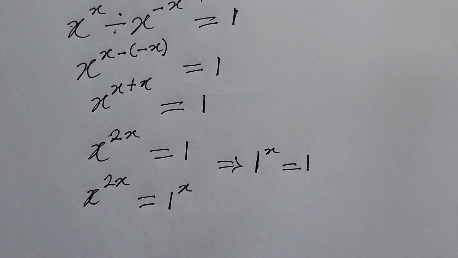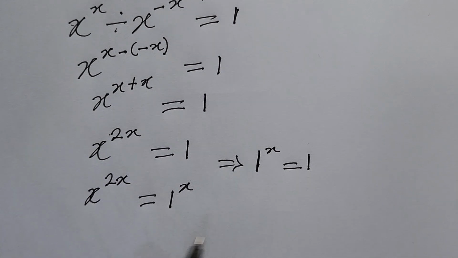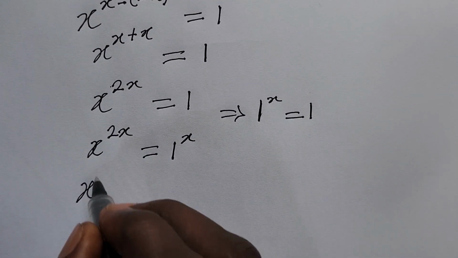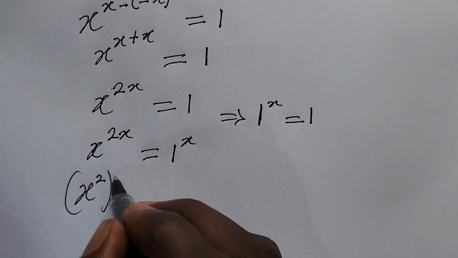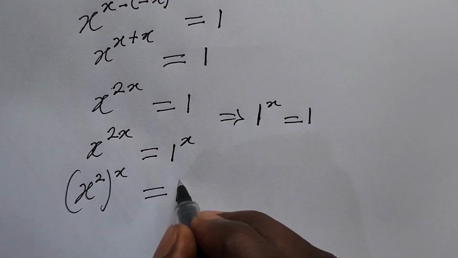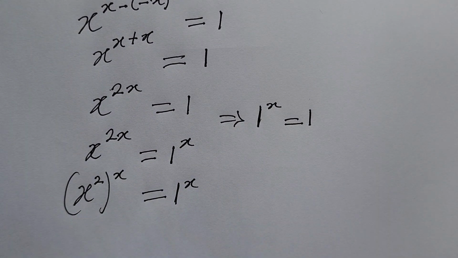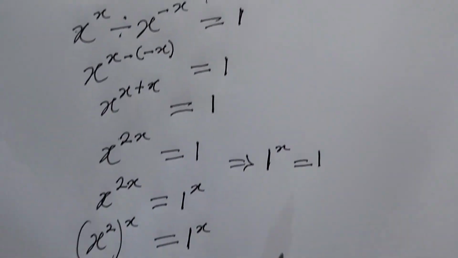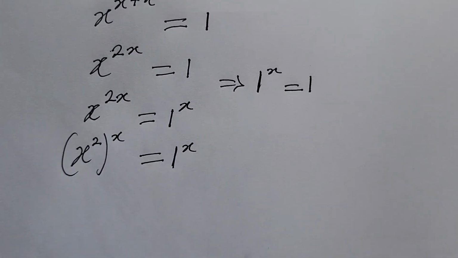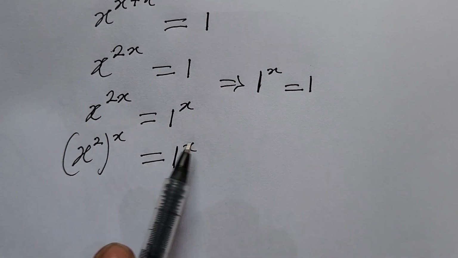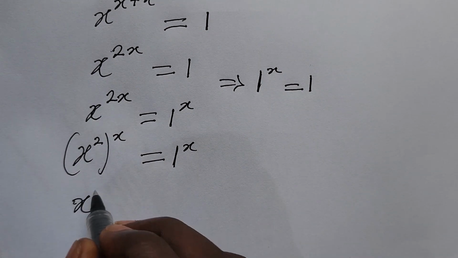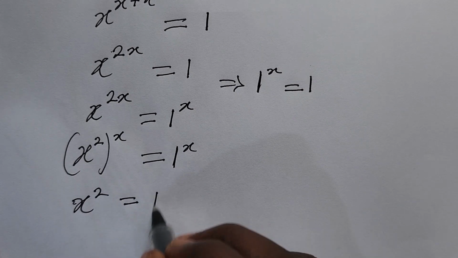Okay, now look at the left hand side of our equation again. We can rewrite it, right? Rewriting it gives us x to the power of 2, all to the power of x, equal to 1 to the power of x, according to the law we just looked at. So if it is true, what do you observe from the powers? The powers are the same, so we can equate the bases. So this now gives us x to the power of 2 is equal to 1.